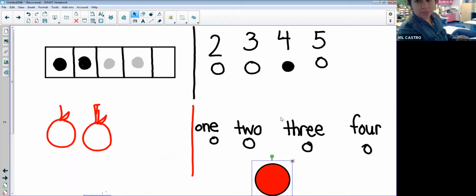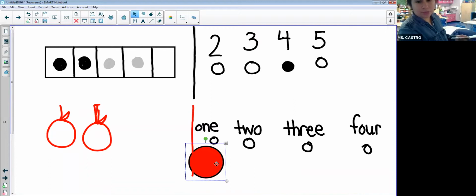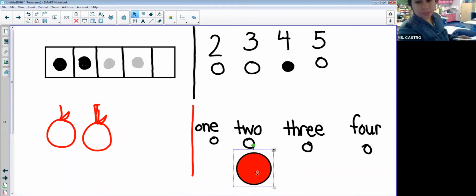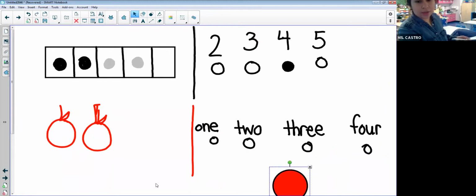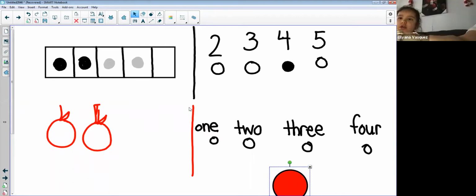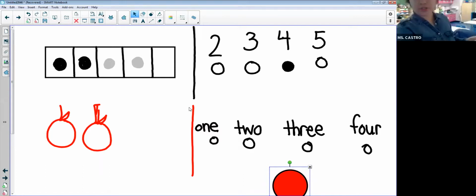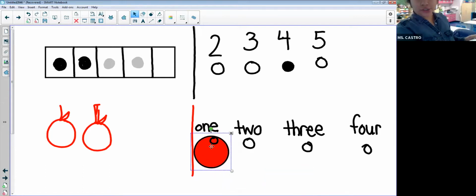Who would like to share with us which is the correct answer? Which do I bubble in? Do I bubble in the first choice, the second choice, the third choice, or the fourth choice? Eliana, go ahead and unmute yourself. Which of the choices should I bubble in? Two. Eliana. We have 2 apples. So, Eliana, is the first choice, is it showing us 2?